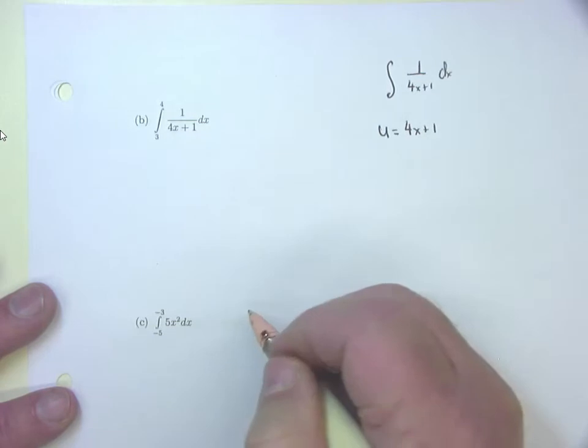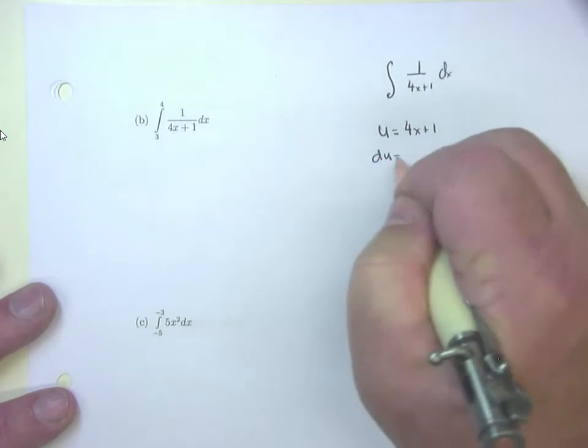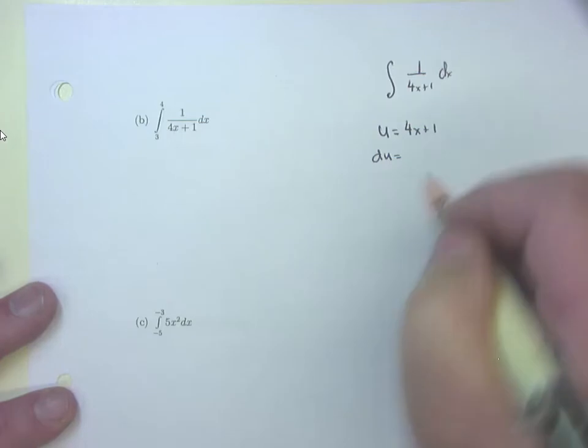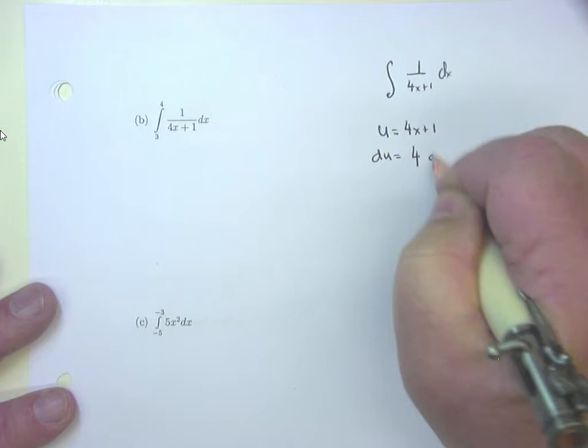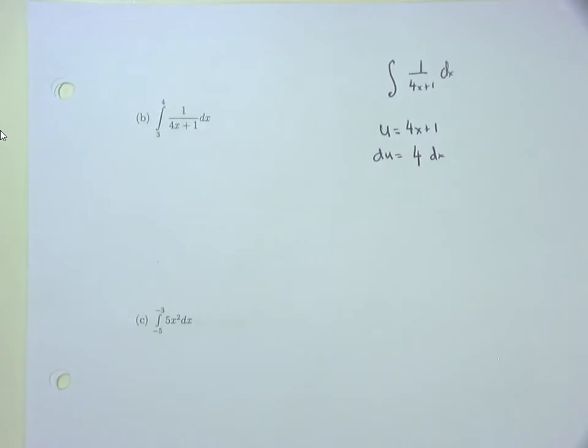Step 1, find u. Step 2, find du. What's the derivative of 4x plus 1? 4 times dx. Good, don't forget your dx there.